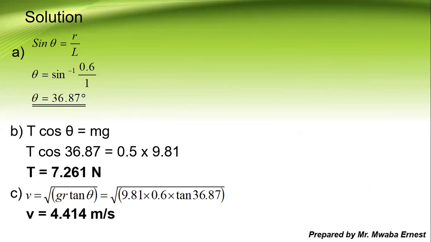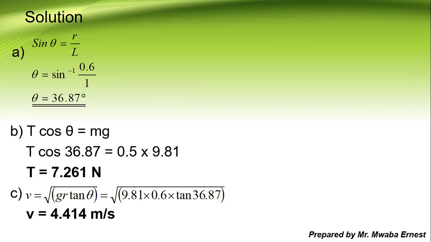So if T cos theta is equal to mg, what next? Then it means we can just substitute. Where there is theta, we put 36.87, and m, which is the mass, is 0.5 kg. G, 9.81 by our standard. If you make T the subject of the formula, meaning you multiply that by that to give you 4.905, then you divide by cos 36.87. This is what you are going to find: 7.261 newtons.